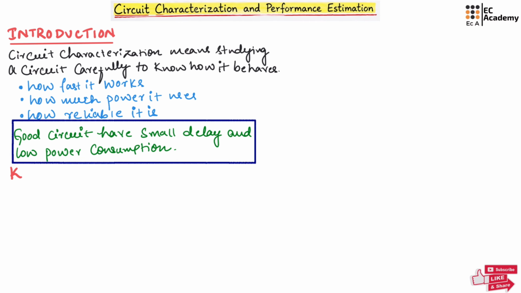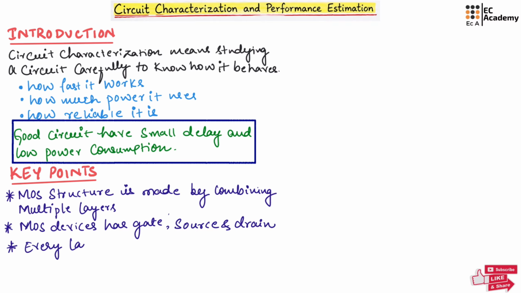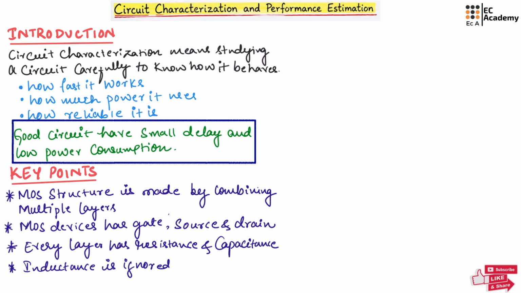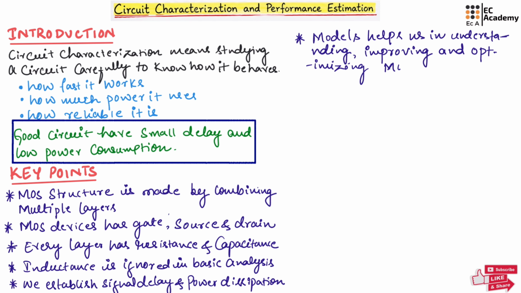Now you need to remember these key points before understanding this topic. First, the MOS structure is made by combining multiple layers. The MOS devices have gate, source and drain regions. Every layer of a MOS device has resistance and capacitance. Inductance is ignored while doing basic analysis. We establish models for signal delay and power dissipation, and these models help us in understanding, improving and optimizing the MOS circuits.